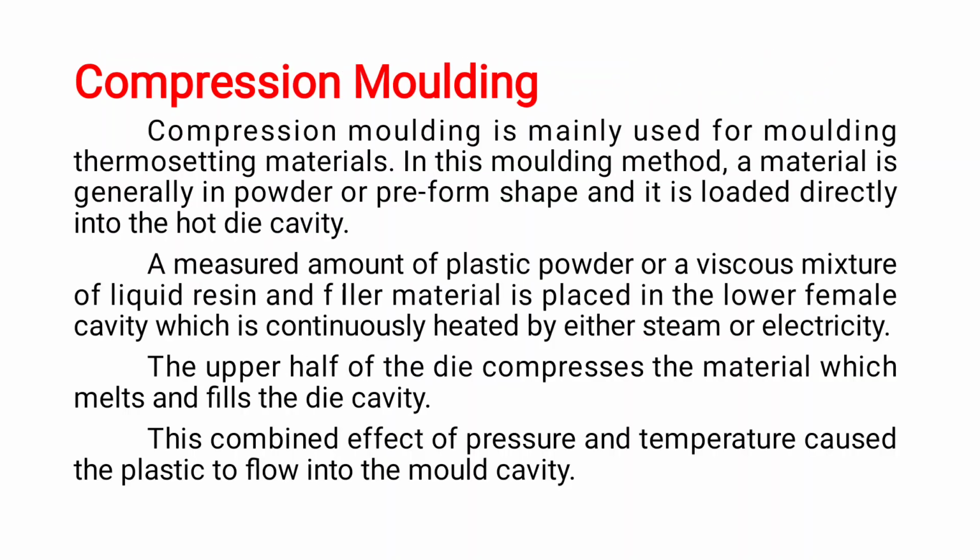Compression molding is mainly used for molding thermosetting material. In this molding method, the material is generally in powder or preformed shape. It is loaded directly into the hot die cavity. A measured amount of plastic powder, or a mixture of liquid resin and filler material, is placed in the lower die cavity, which is continuously heated by either steam or electricity. The upper half of the die compresses the material, which melts and fills the die cavity. This combined effect of pressure and temperature causes the plastic to flow into the mold cavity.